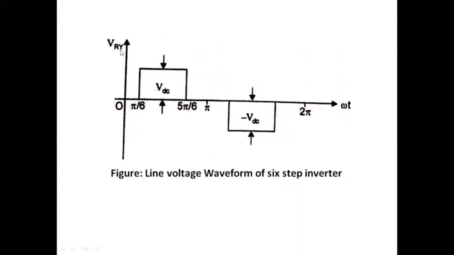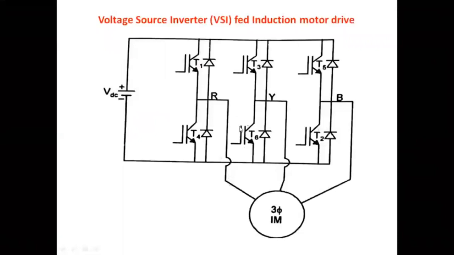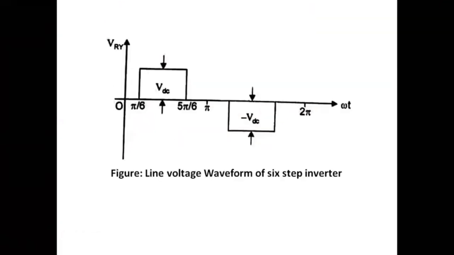This I am plotting for one line voltage. This is RY, the R and Y phases. Between these two I am measuring the voltage. So the one line voltage waveform I plotted, and its firing angle is also given as pi by 6.